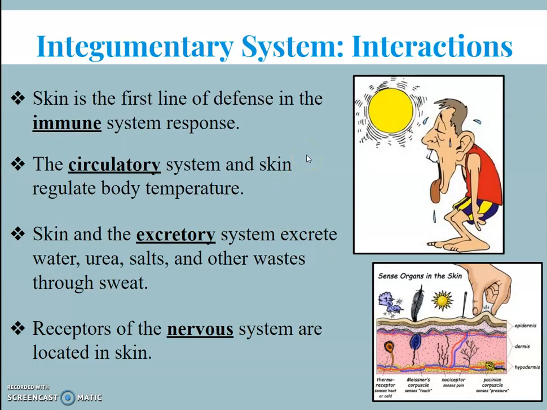Now, how does the integumentary system interact with other systems? The integumentary system is the first line of defense in the immune system response, so we're protecting against pathogens coming in. It interacts with the circulatory system and the skin to regulate body temperature.